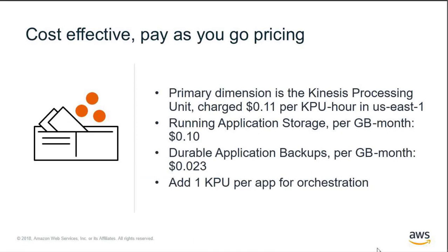So Amazon Kinesis Data Analytics charges on 3 primary dimensions, and I'll cover this relatively quickly. The first is on KPUs. So 1 KPU is added for orchestration, and beyond that, for what it takes to process the data in your incoming application, we charge 11 cents per KPU hour in US East 1. We also charge 10 cents per gigabyte month of running application storage and 2.3 cents for durable application backup.